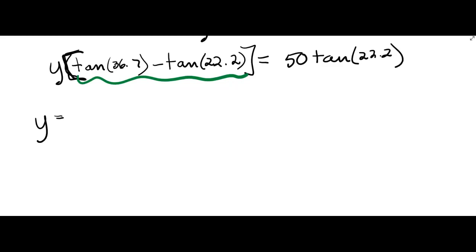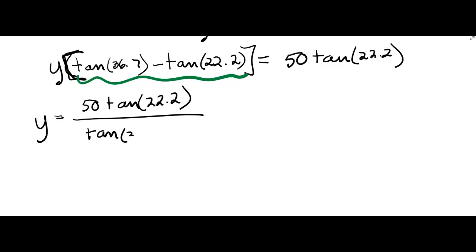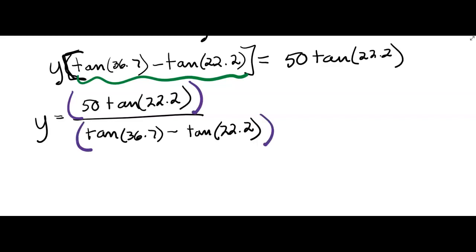y equals 50 tangent 22.2 over tangent 36.7 minus, nope, that's a minus. Don't let me lie to you. It's a minus sign. Tangent 22.2. Now, you're going to have to put in more parentheses. Make sure you put parentheses around there, and you make sure you put parentheses around there.